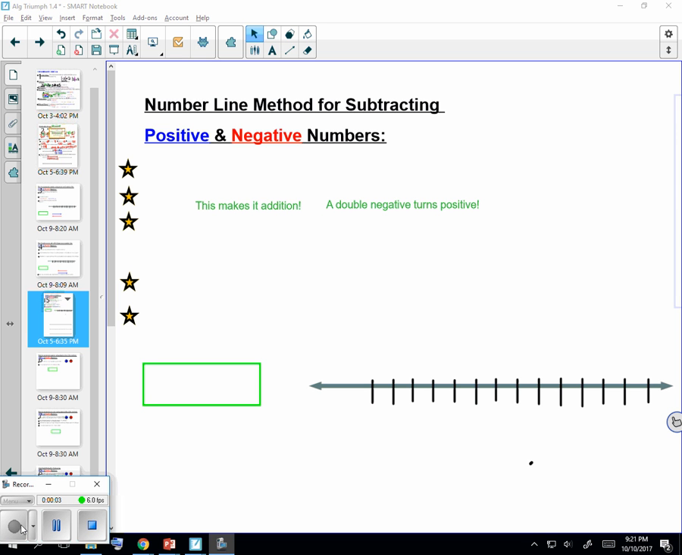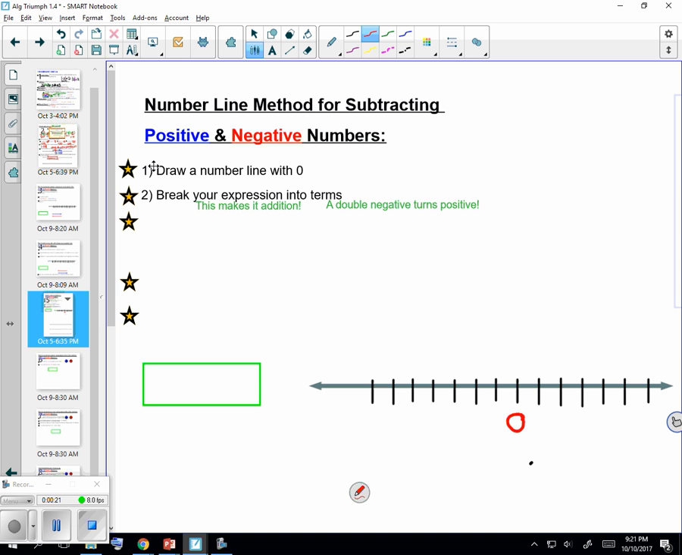Number line method for subtracting, using positive and negative numbers. We will only be using integers, though this does work with decimals, fractions, and other such nastiness. Here's your steps. Draw a number line with 0. Break your expression into terms.